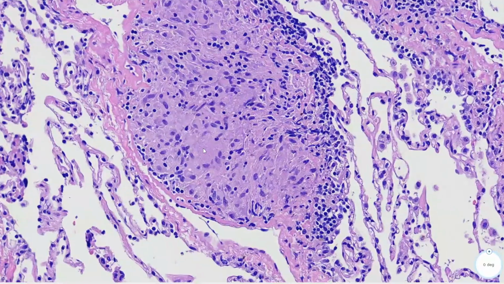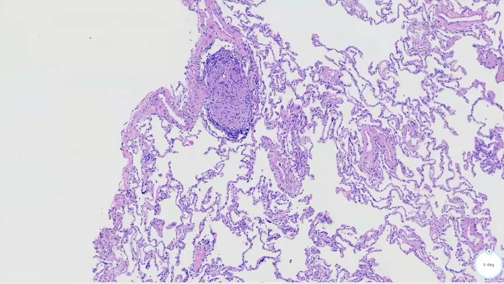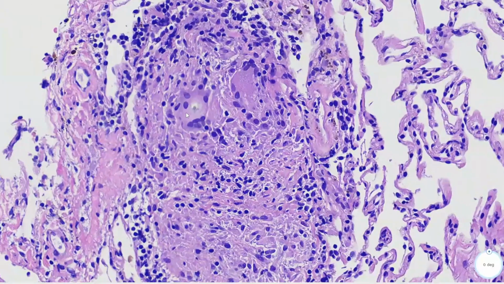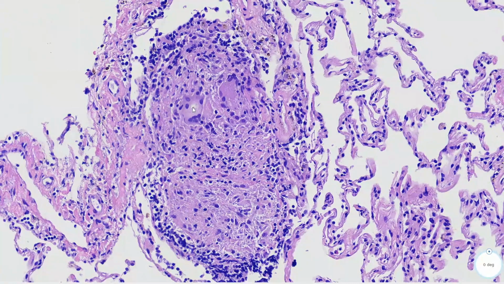As you move around, you also see some multinucleated giant cells associated with these granulomas. You can see here some more as well. Many of these do have endogenous calcifications, so these aren't foreign material. This is just endogenous calcification that can occur in these giant cells.